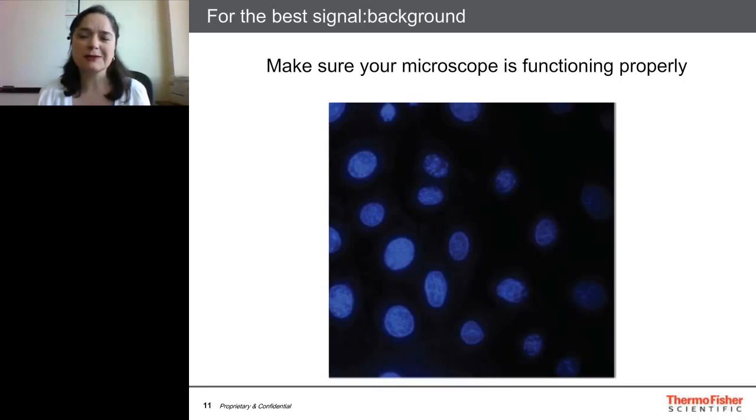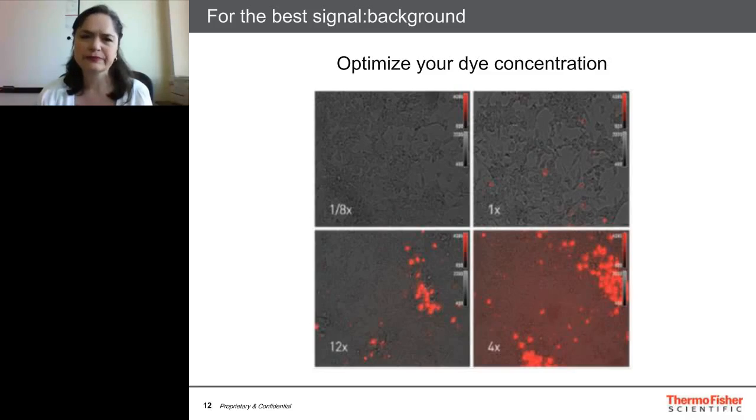So make sure your microscope's functioning properly, and if you have a question about it, if you're just beginning, you might ask somebody else. Look at something that you think should have a really good label. Make sure that all the field of view has the same amount of signal before you start to troubleshoot your actual experimental design.